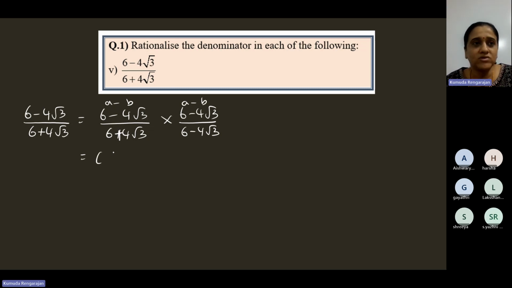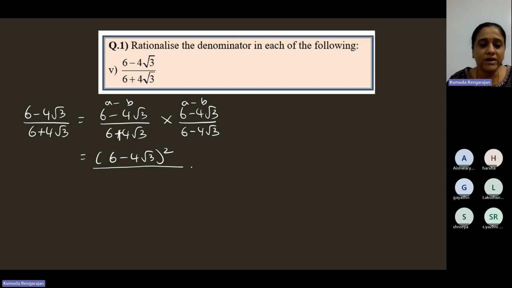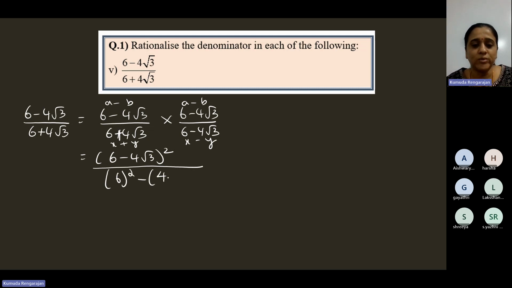A minus b the whole square. 6 minus 4√3 the whole square. The numerators are a minus b into a minus b. So a minus b the whole square divided by the denominators x plus y, x minus y. So x square minus y square. x plus y into x minus y is x square minus y square.